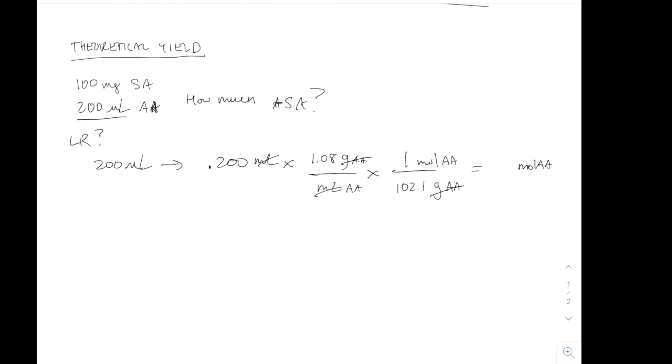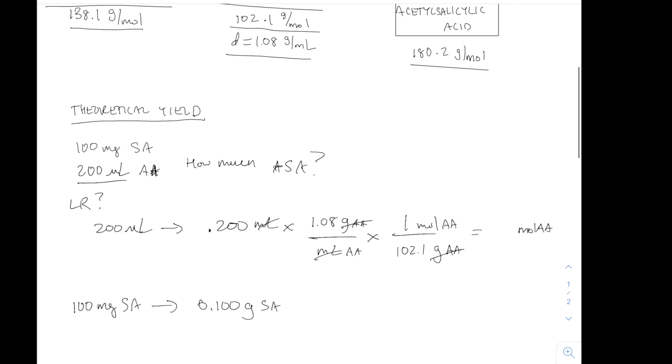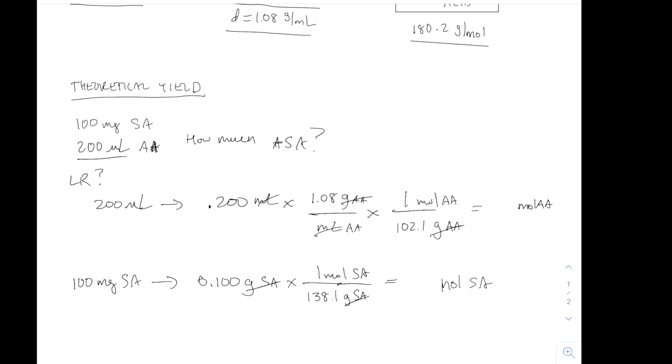Okay, and now what we also want to do is convert our 100 milligrams of salicylic acid. That goes to 0.100 grams of salicylic acid. And then we can multiply by the reciprocal of the molar mass, 138.1 grams of salicylic acid per 1 mole of salicylic acid. Those cancel out, and then we get moles of salicylic acid, right? I'm going to let you do that math, but I'm just showing you how to do the calculation because word on the street is that's helpful. In addition to that, I'm also not going to show you how to do this conversion, because we should know that already from general chemistry.